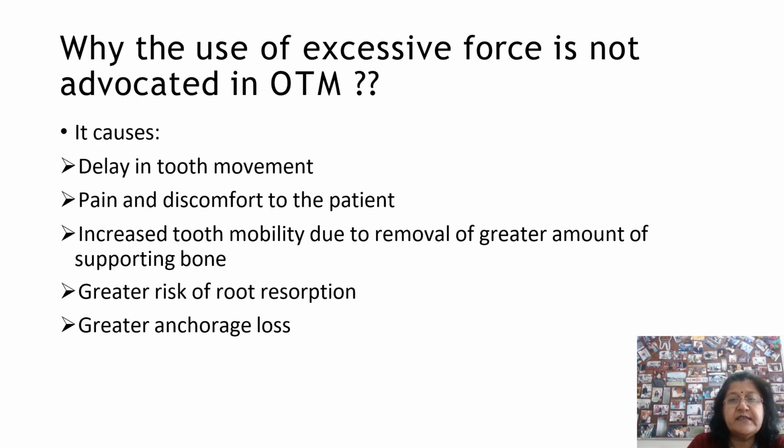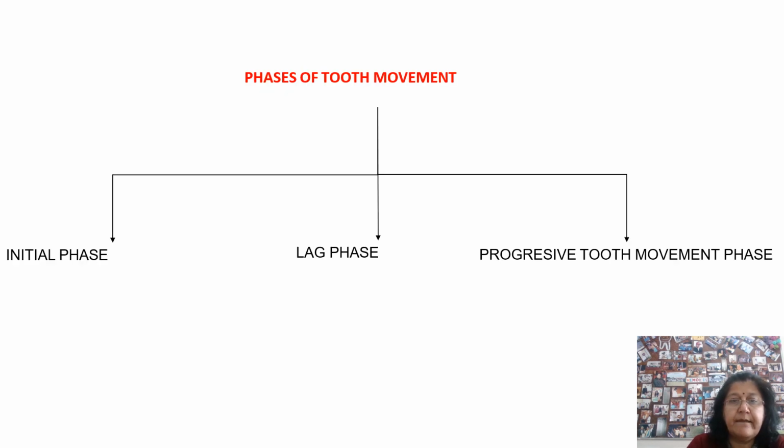Why is the use of excessive force not advocated in OTM? Because it causes delay in tooth movement, pain and discomfort to the patient, increased tooth mobility due to removal of a greater amount of supporting bone, risk of root resorption, and greater anchorage loss. Now, coming to the phases of tooth movement, there are three phases of tooth movement: initial phase, lag phase, and the progressive tooth movement phase.